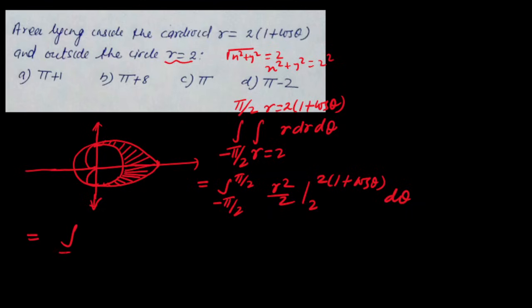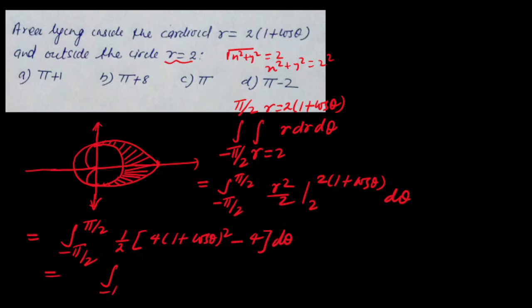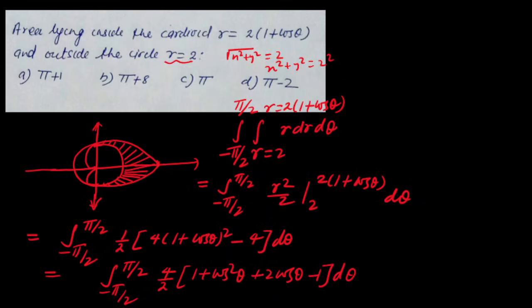So if I put minus pi by 2 to pi by 2, it will be like 1 by 2 and r square, so 4 into 1 plus cos theta whole square, and minus 4 d theta. So I can write it minus pi by 2 to pi by 2. 4 can be taken common, so it will become 4 by 2, and if I expand it I will get 1 plus cos square theta plus 2 cos theta, and 4 has been taken common, so I will get minus 1 d theta. Let me change the color, whether green color will look good.